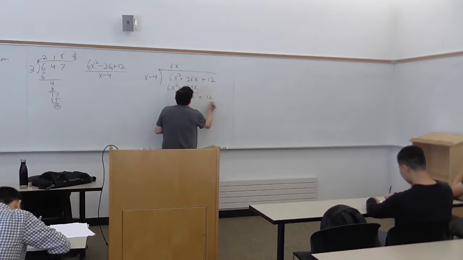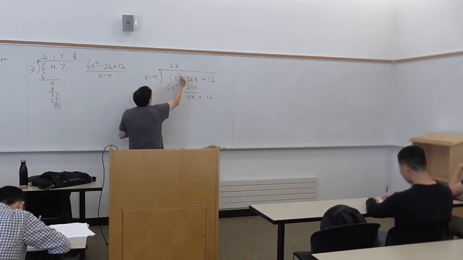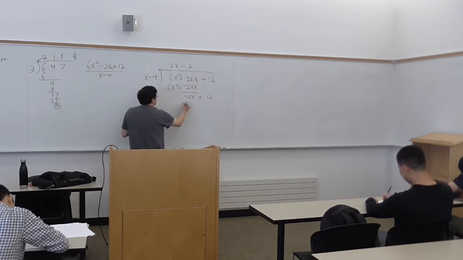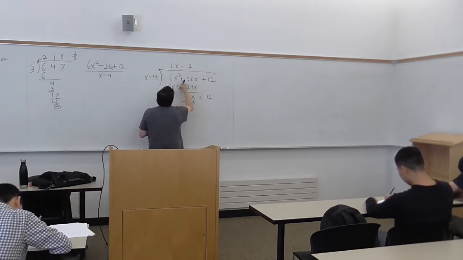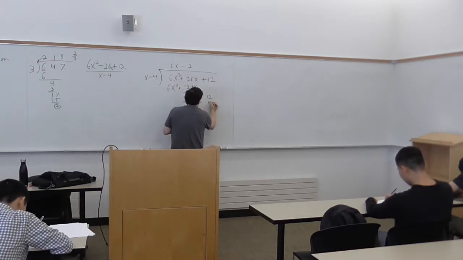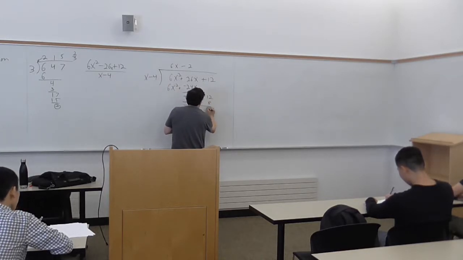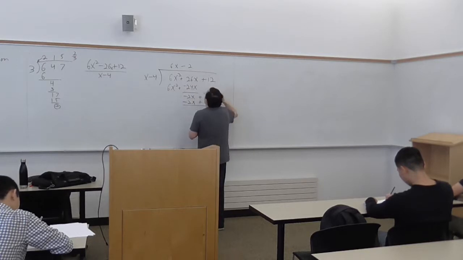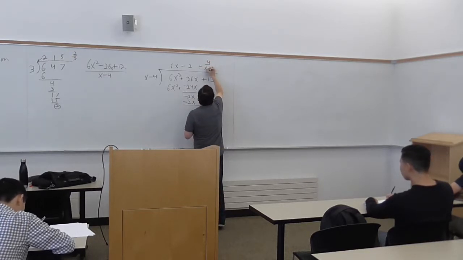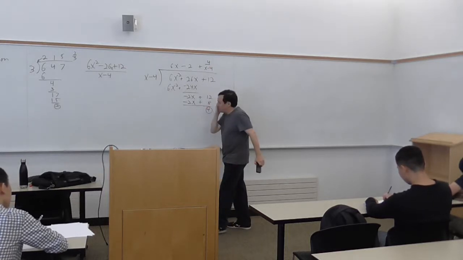Bring down 12. This is going to go in minus 2 times. Minus 2 times x minus 4 is minus 2x plus 8. Get my remainder, and I'll just say 4 over x minus 4. That's how I do long division.